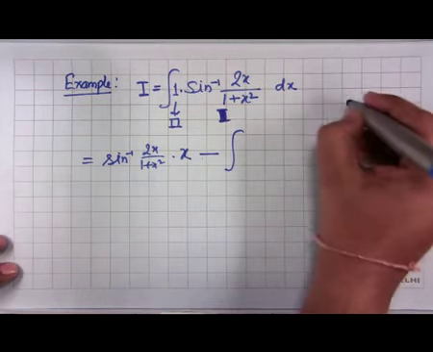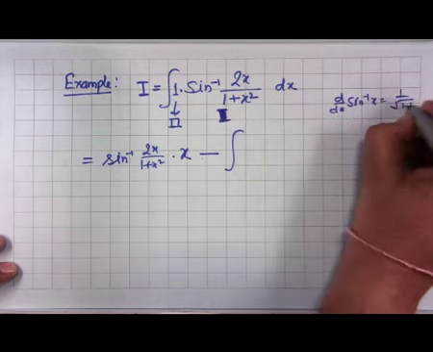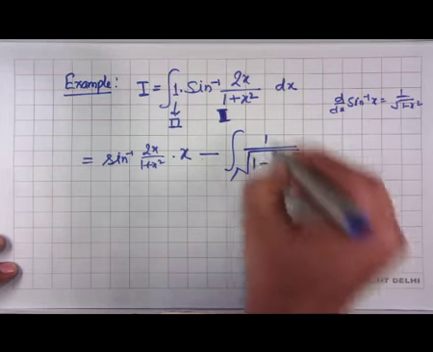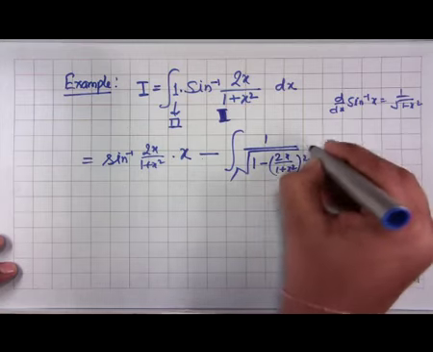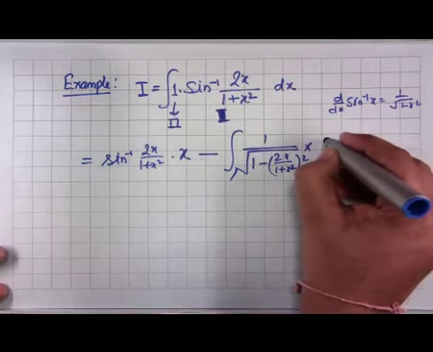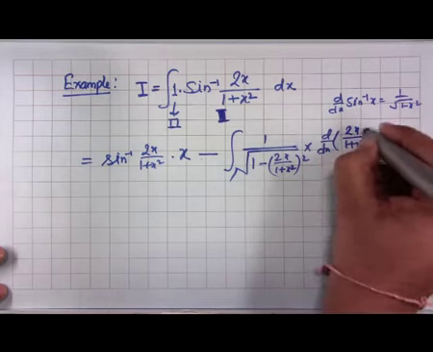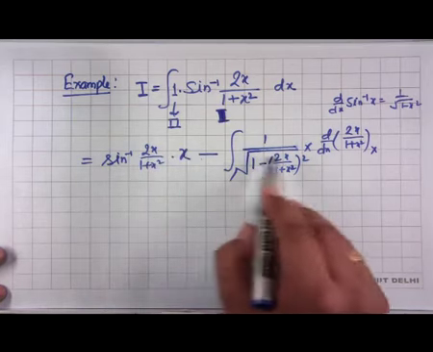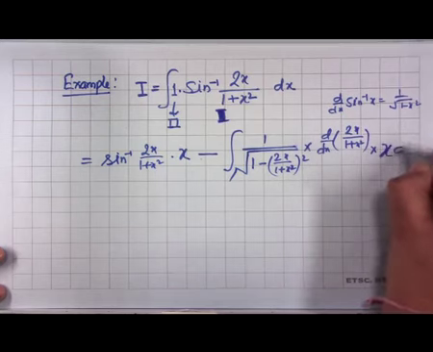I know that the differentiation of sine inverse x is 1 by square root of 1 minus x square. So, I will write it as 1 by the square root of 1 minus, instead of x, 2x over 1 plus x square, whole squared. Then it is multiplied by the derivative of this factor, that is d by dx of 2x over 1 plus x squared. So, first function times the integration of the second, minus the integral of the differentiation of the first and then the integration of the second. The integration of the second will give you x dx.